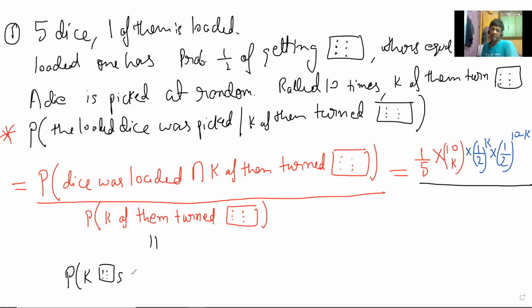K6 is not given, because nothing is given here. K6 is and loaded, which we have already calculated. Okay. And plus has to be a plus. K6 is and unloaded or unbiased, whatever. Unbiased.